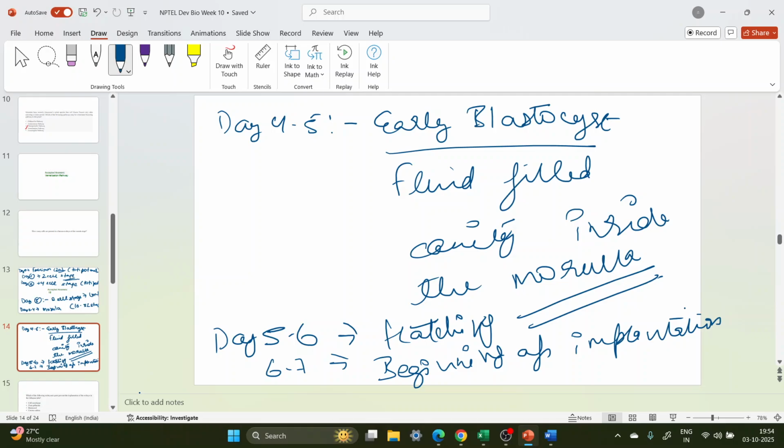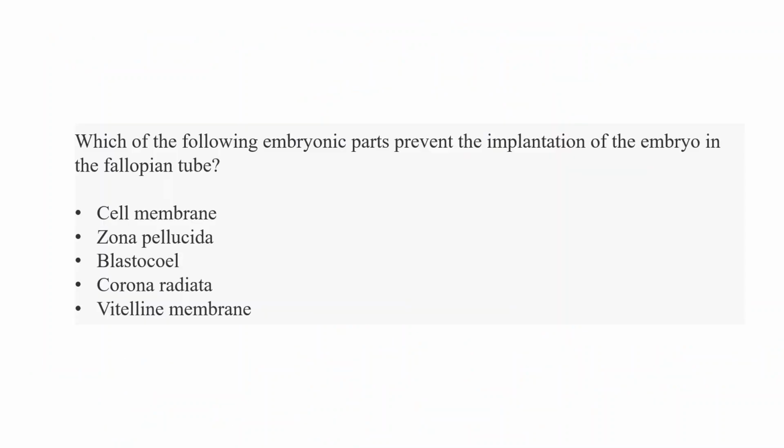Okay, fine. Let us come to the next question quickly. Which of the following embryonic parts prevent the implantation of the embryo in the fallopian tube? Please note, here we're talking about prevention of implantation in the fallopian tube. Your options are A, cell membrane, B, zona pellucida, C, blastocoel, D, corona radiata, and E, vitelline membrane. Here we are talking about prevention. That is an important thing to see here.